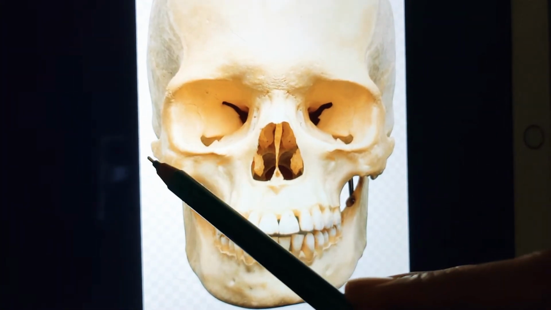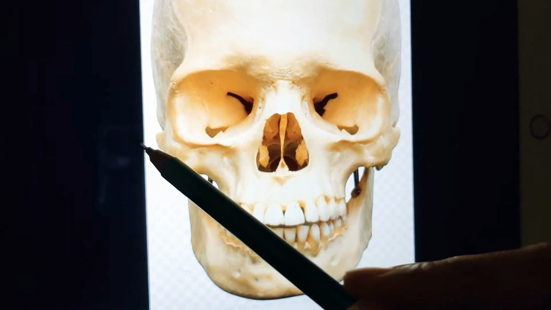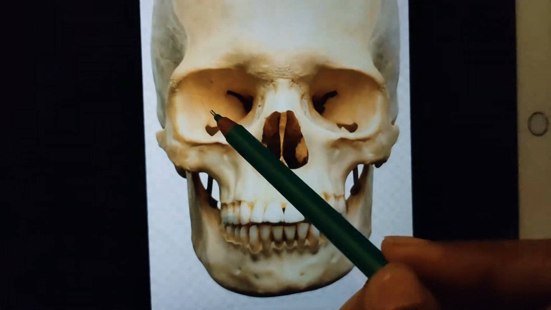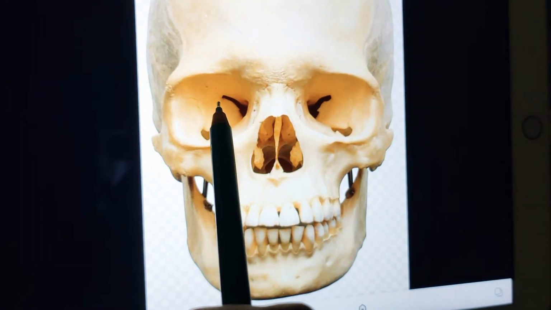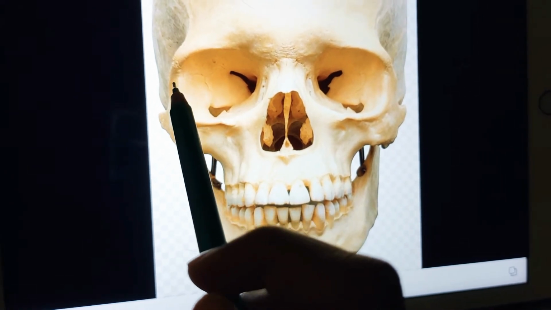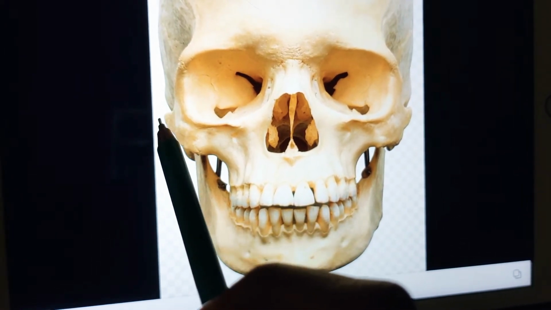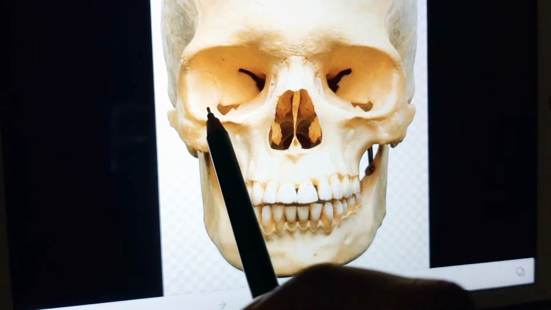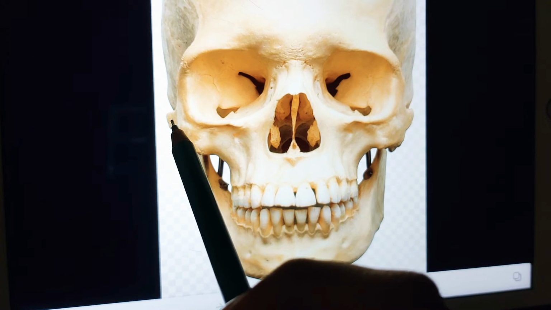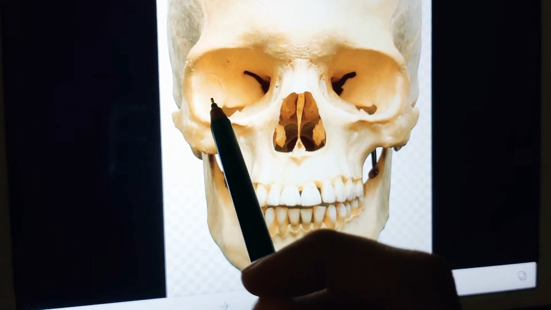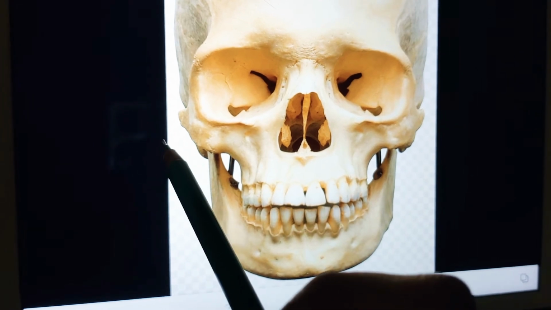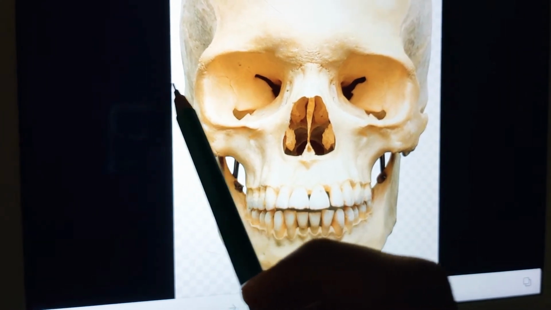It is the thickest, strongest wall of the orbit. It is formed posteriorly by the anterior surface of the greater wing of the sphenoid bone, and anteriorly by the orbital surface of the frontal process of the zygomatic bone. You can see this is the zygomatic bone frontal process. Now coming to the relations of this lateral wall, the greater wing of the sphenoid separates the orbit from the middle cranial fossa, and the zygomatic bone separates it from the temporal fossa.